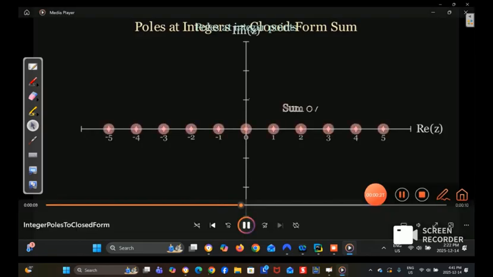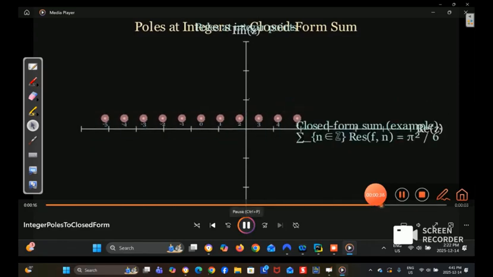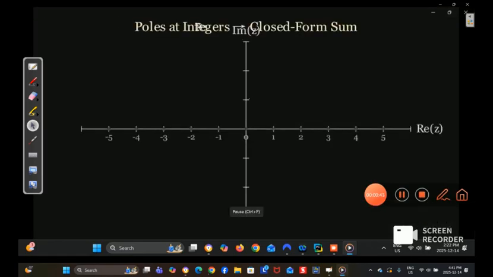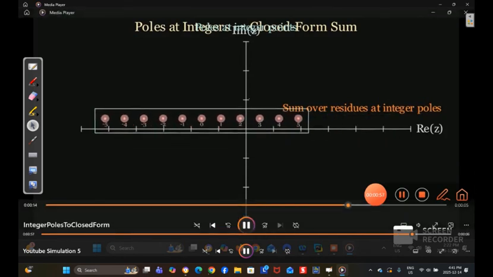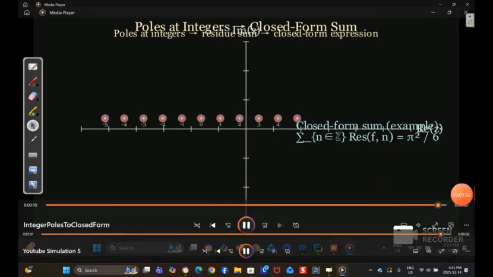So seeing the simulation, we sum over the residues at the integer poles. That's all I'm saying. We're summing over the residues at the integer poles, and you get a closed form sum. For instance, the Riemann sum of 1 over n to the s power, with s equal to 2, is pi squared over 6. That's a classic example of a closed form sum using contour integration. Pretty cool. So I hope that clarifies things when it comes to contour integration.